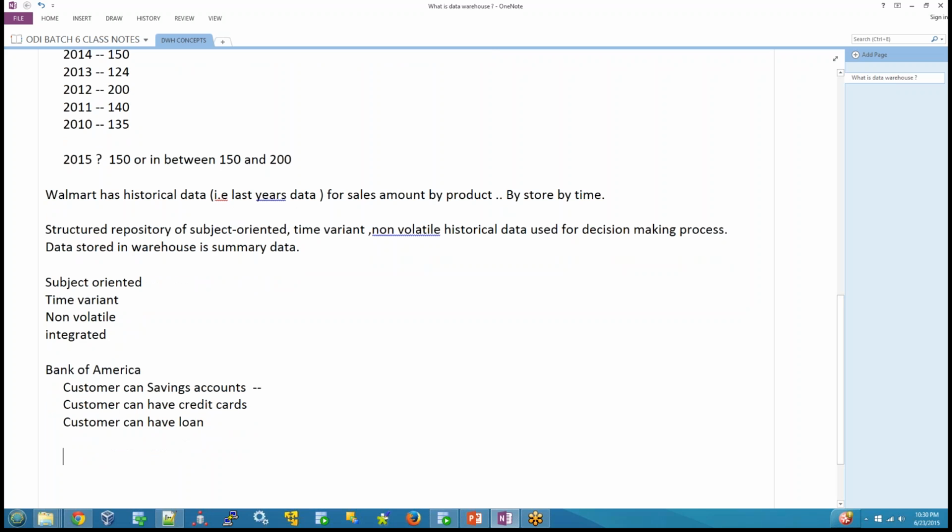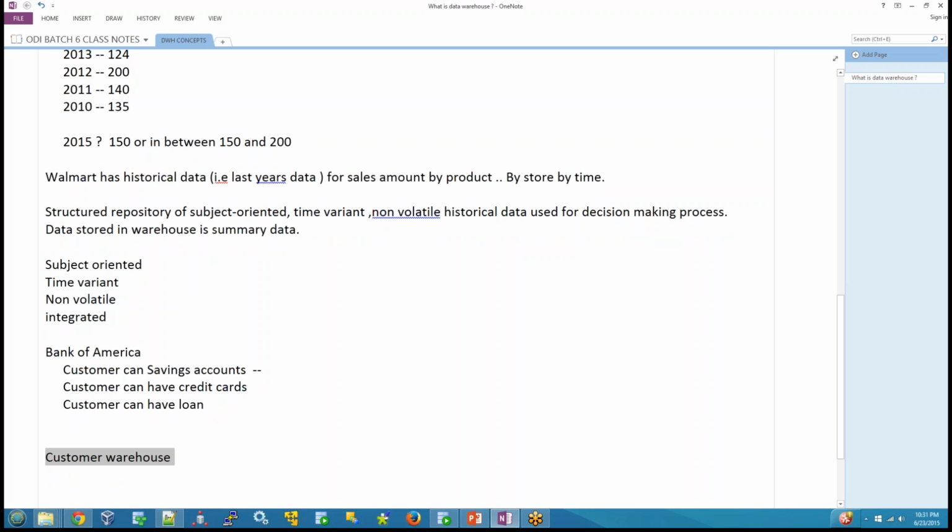So now the customer warehouse. The data stored in the customer warehouse is purely related to the customer subject, not related to any other. So the data in the warehouse is subject oriented. Subject means it belongs to any particular calculation we are going to do, either a sales amount, or a customer oriented one. The customer warehouse stores all the customer financial information like savings account, credit cards, loans, shares, or anything.